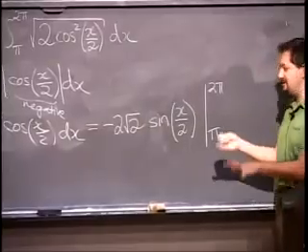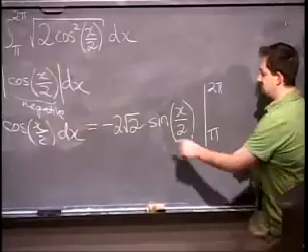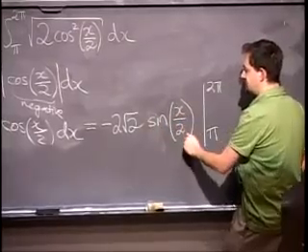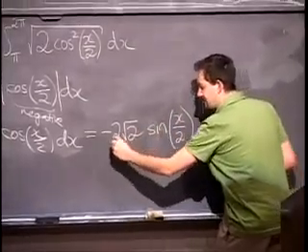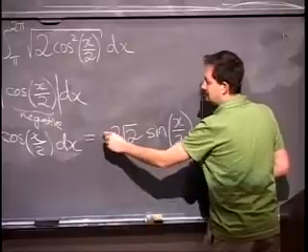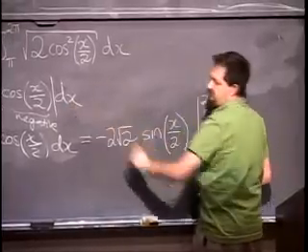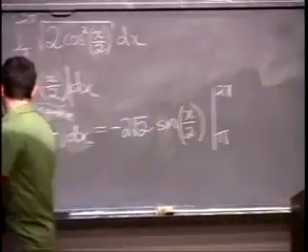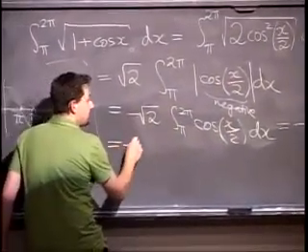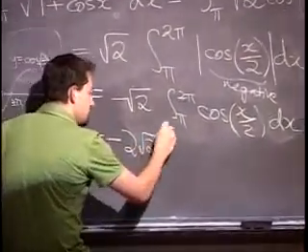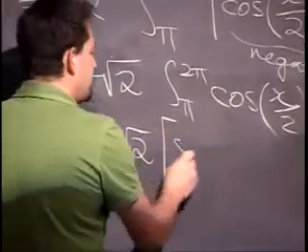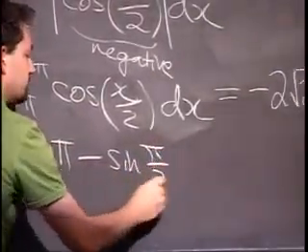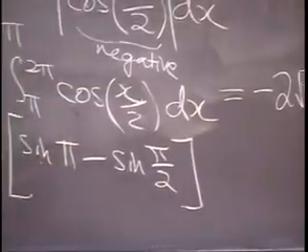So there are a lot of ingredients going on here. Just double check this. If you differentiate sine x over 2, you get cosine x over 2 times 1/2. That 1/2 kills off this 2. And the minus sign is because of the absolute values. So lots of stuff going on here. Anyway, if you work this out, you get negative 2 root 2 outside of sine pi minus sine pi over 2. Sine of pi is 0.